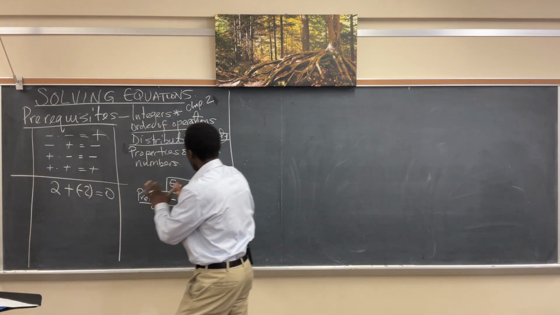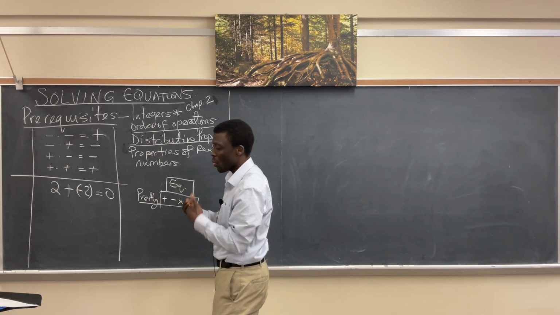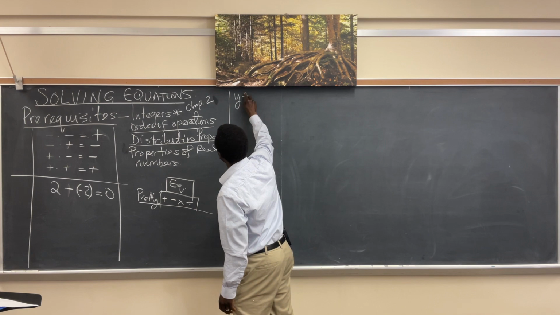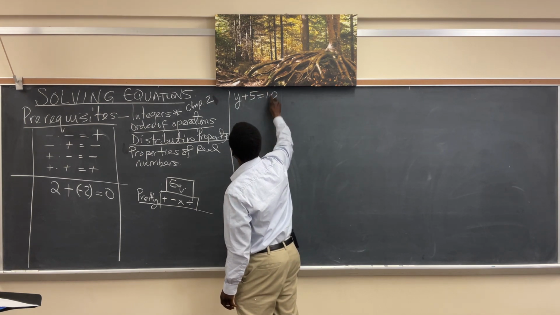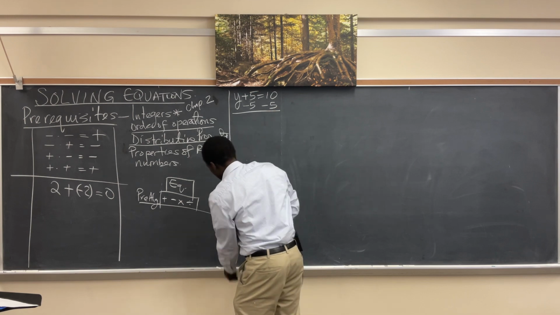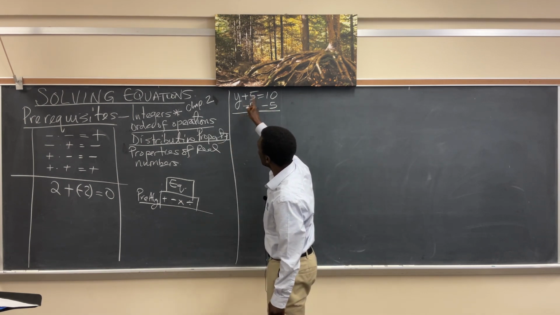Okay, so assuming that you have the prerequisites ready and you're ready to do equations, the first thing with equations, again, is one-step equations. y plus 5 is equal to 10. We subtract 5 from both sides, right? Because whatever you do to the left, you have to do to the right. Why are we doing it on the left side?